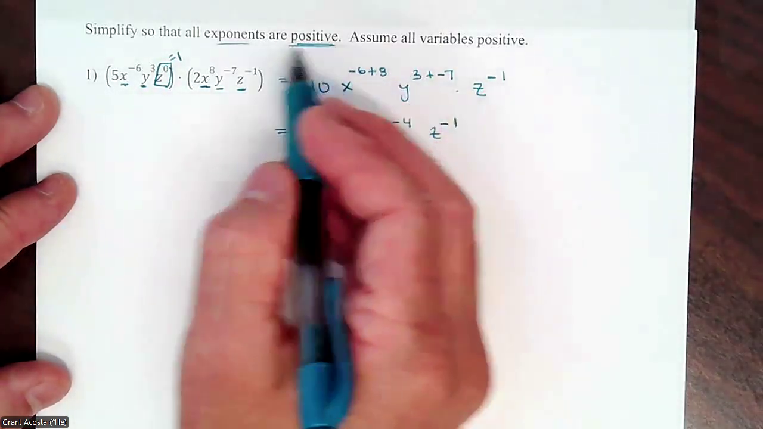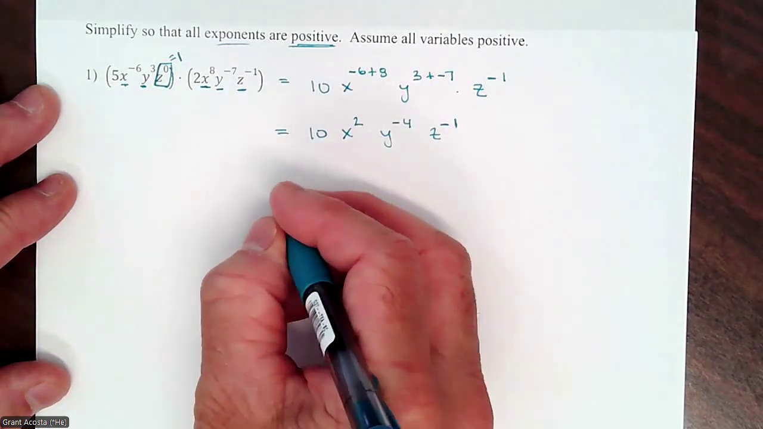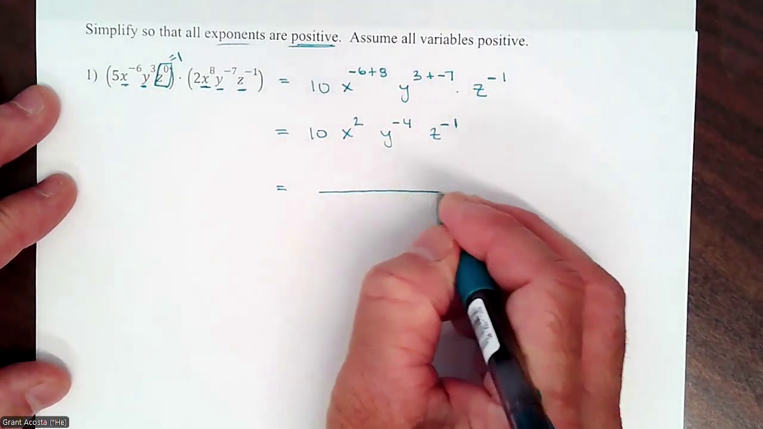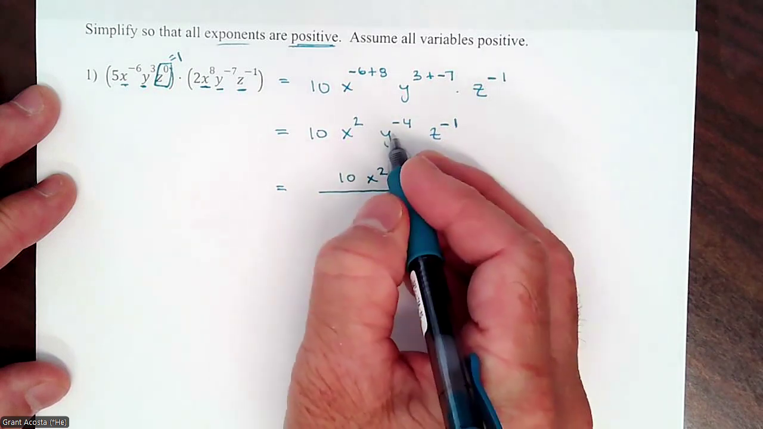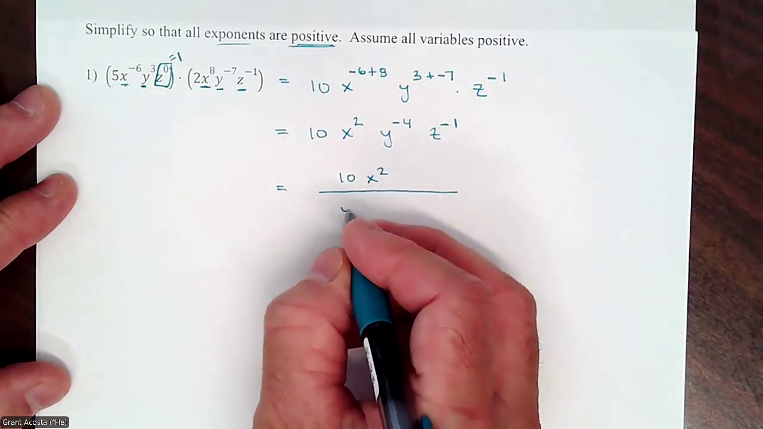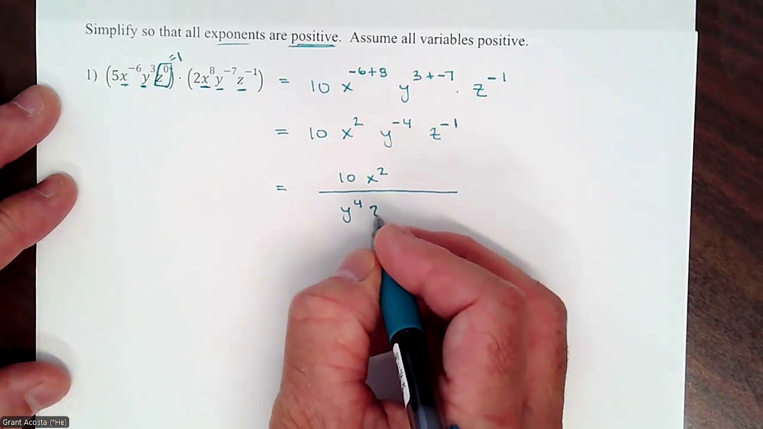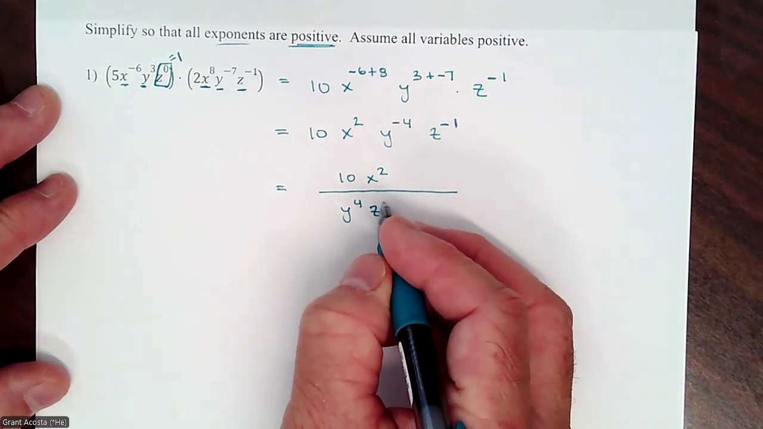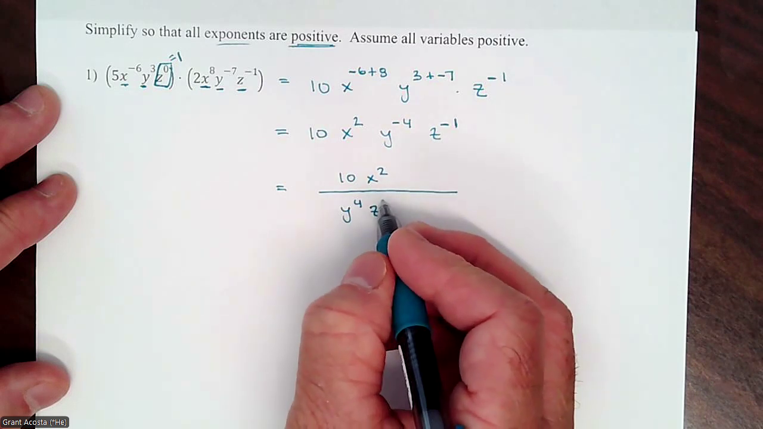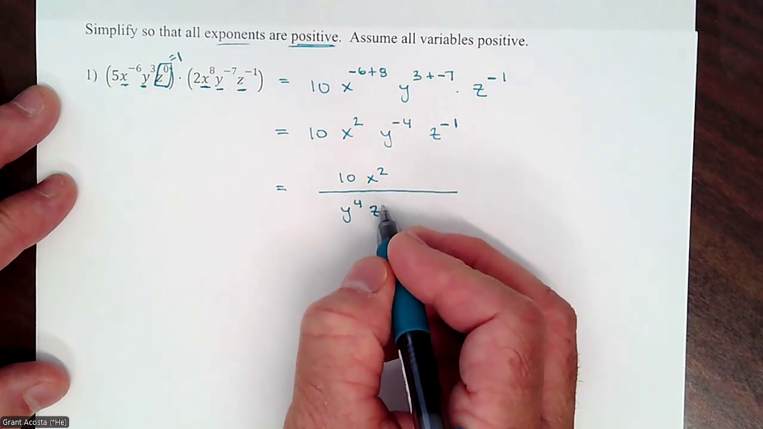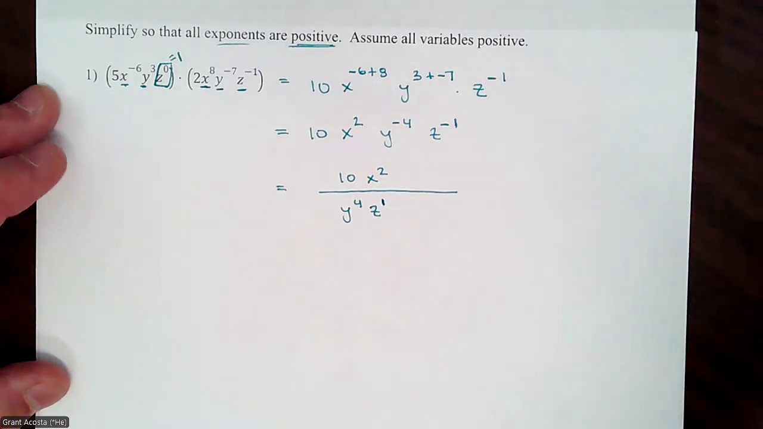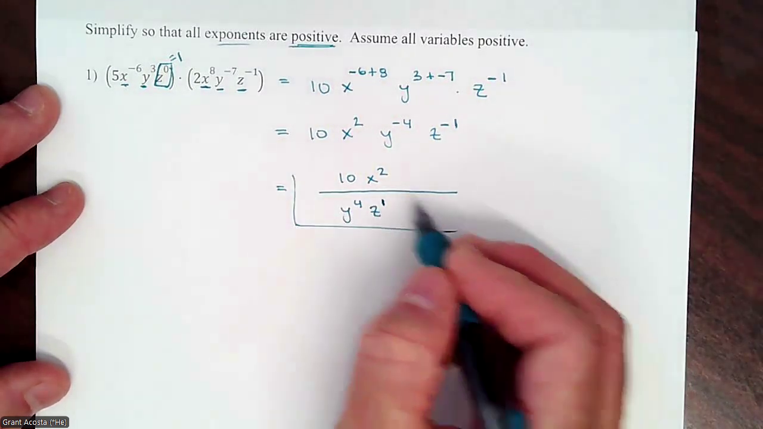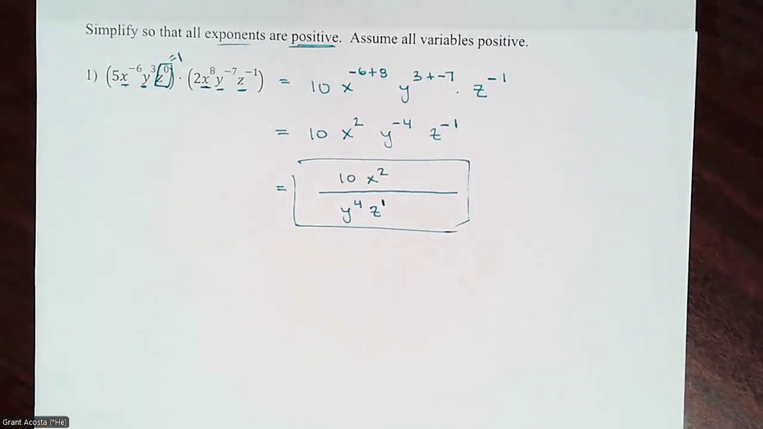And then to make sure that all of our exponents are positive, what we could do is turn this into a fraction. And anything that has a positive exponent can stay in the top, but the two negative exponent terms go down to the denominator. This is really z to the first here, but you can put a z to the first if you want to. You don't have to, though, because z by itself is z to the first. There would be my simplified answer.